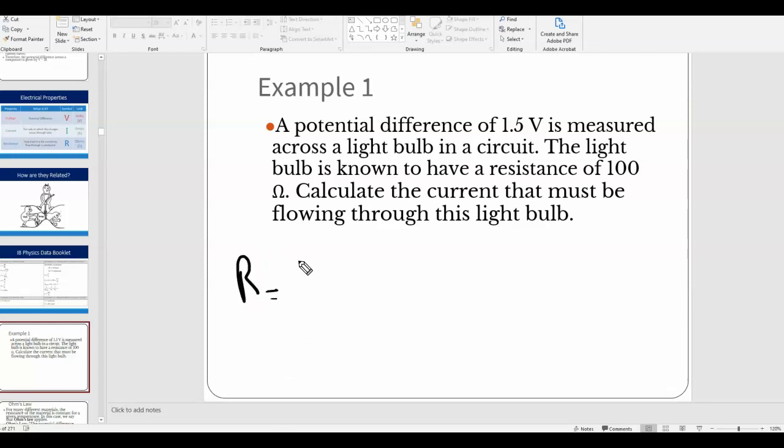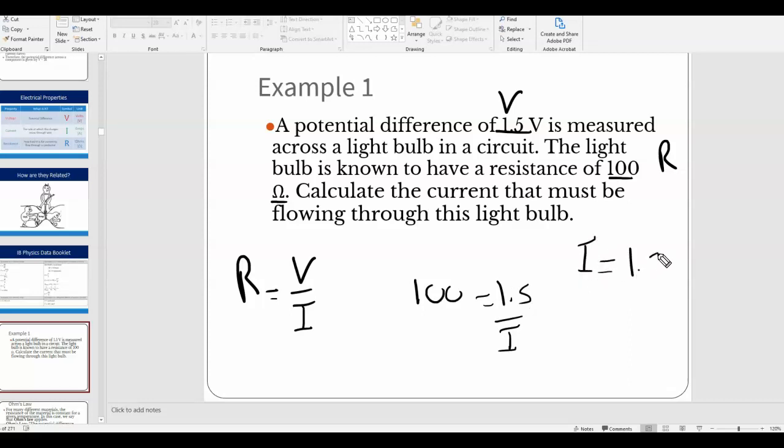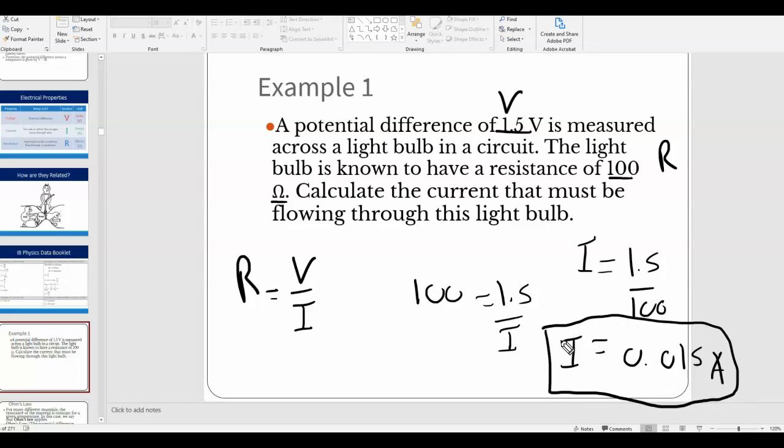Okay, so R equals V over I. We have V, V equals 1.5 volts. We have the resistance is 100 ohms. And so it's just basic algebra to rearrange this and get I by itself. So we have 100 equals 1.5 divided by I. So that means I is 1.5 divided by 100, which is 0.015 amperes. So just a really basic example using the definition of resistance.